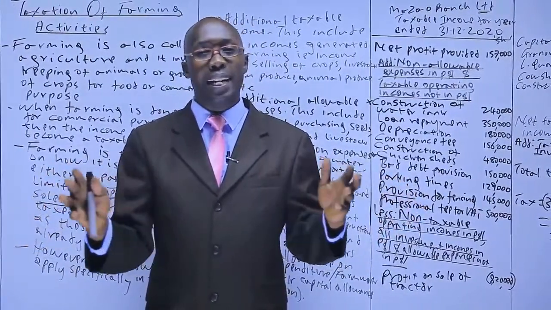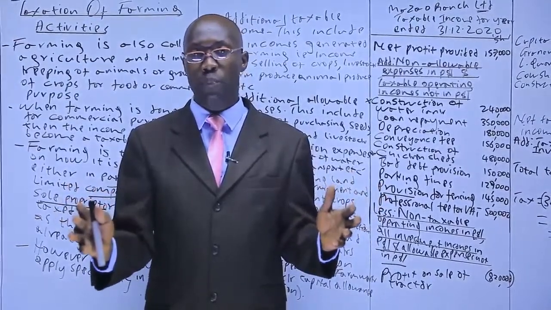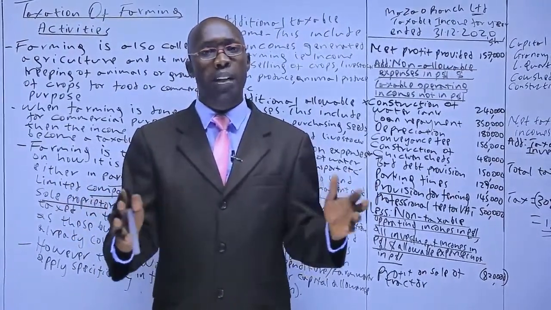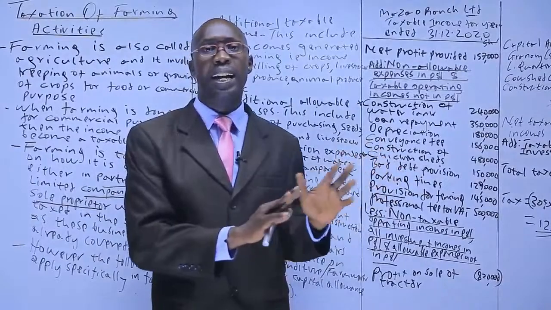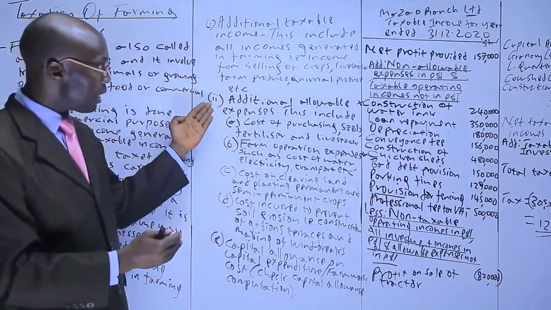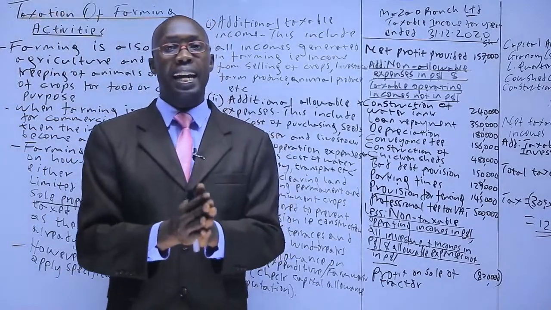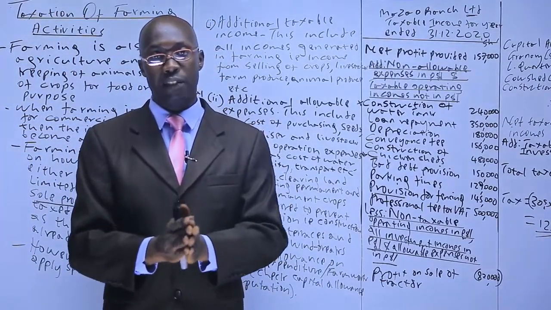You just consider it like a normal business. Sole proprietorship if it's done by a sole proprietor. A partnership if it's done under partnership. A limited company like the way we have done it there, then you just tax it that way. The only additional thing that you need to know is this additional taxable income and additional allowable expense. So that marks the end of the taxation of the farming activities.